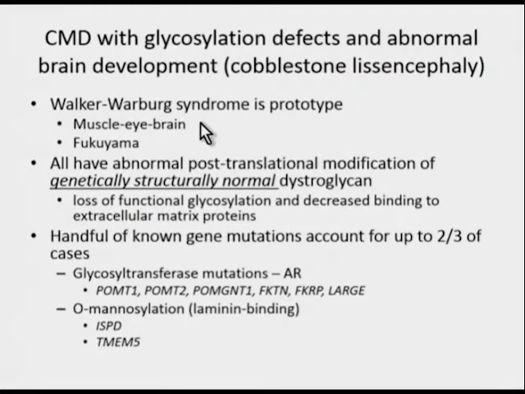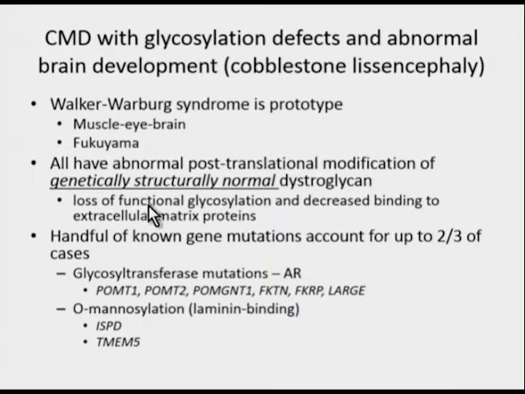Congenital muscular dystrophies with glycosylation defects and abnormal brain development, or cobblestone lissencephaly, involve a group of disorders of which Walker-Warburg syndrome is the prototype. There's also muscle-eye-brain disease and Fukuyama dystrophy. And these are characterized by a very interesting abnormality in post-translational modification of genetically structurally normal dystroglycan. So the protein itself, the gene for dystroglycan, is intact. This is in contrast to the limb-girdle and Duchenne's type dystrophies.